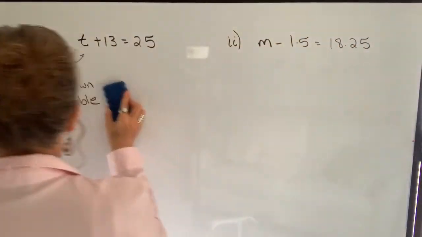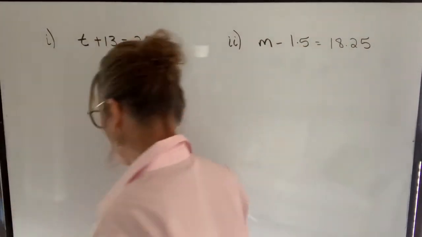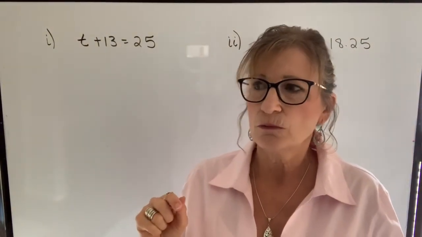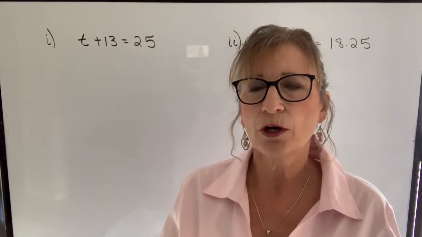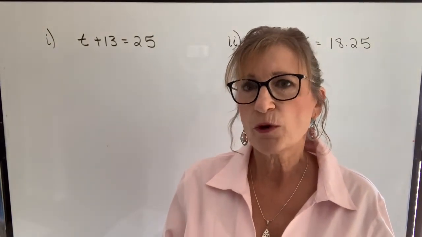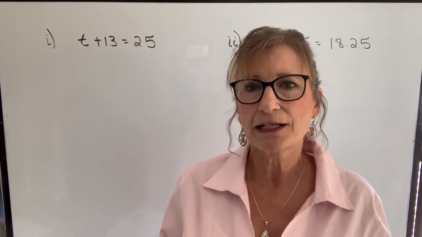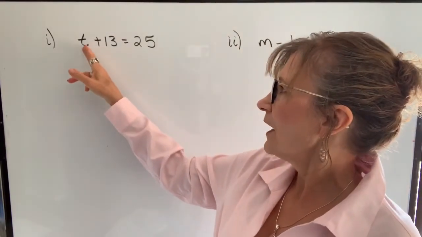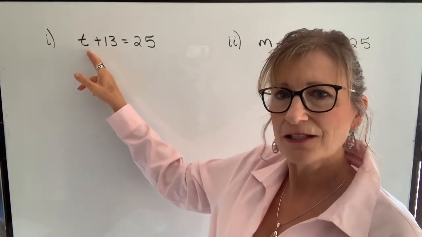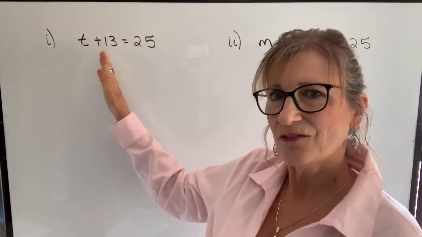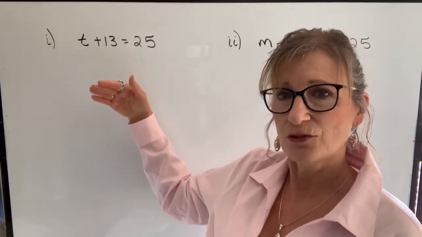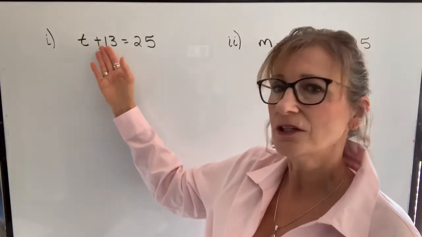When you're solving an equation, you can perform any operation as long as you do the same operation to both sides. And the operation that you're going to perform is always the inverse operation to what is with your variable. You want to get your variable by itself. So in this example, I have t plus 13 equals 25. 13 is being added to the t. So in order to get t by itself, I need to get rid of that 13 that's being added. So I just subtract. I do the opposite operation.